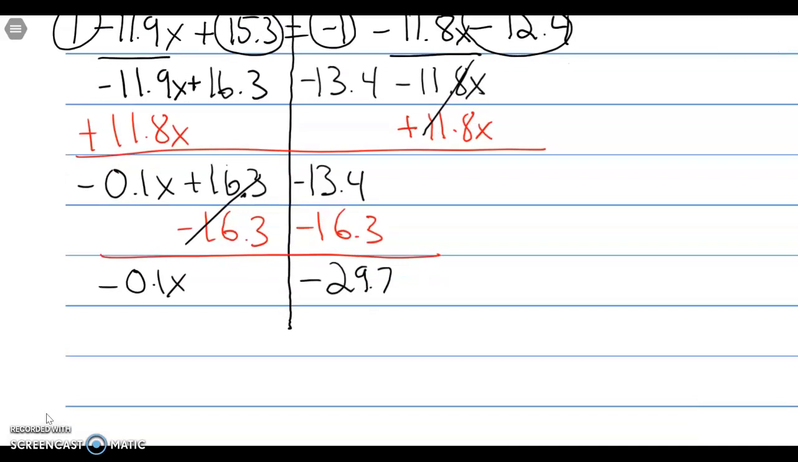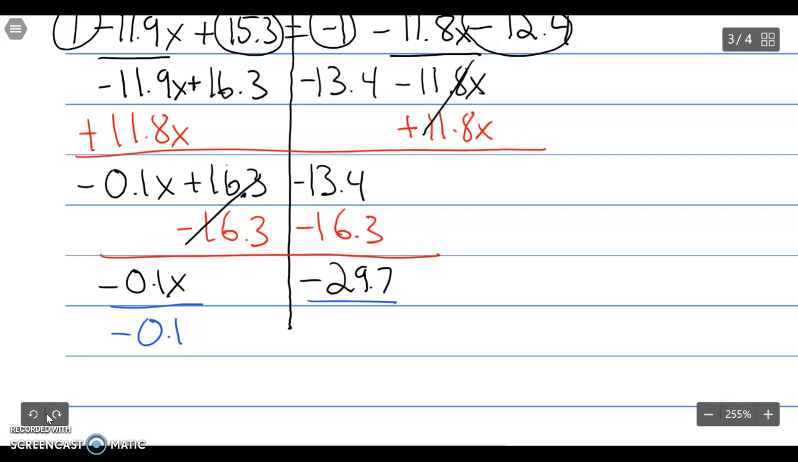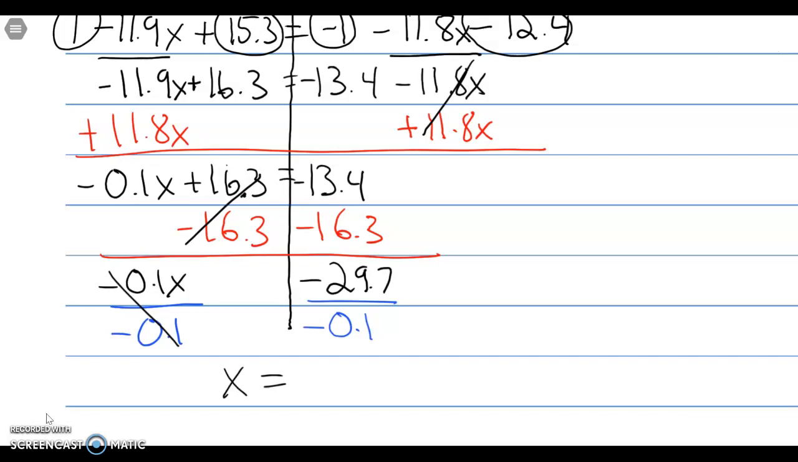And now my final step is to divide by negative 0.1, not x, just negative 0.1. The negative 0.1s cancel out here, leaving just x is equal to 297. All right, negative divided by negative is positive, and then 0.1 goes into 29.7, 297 times.